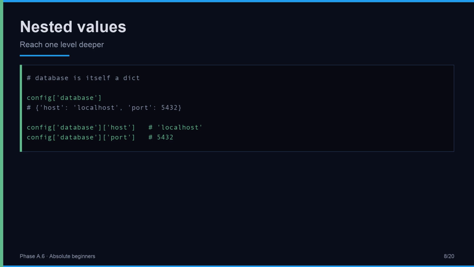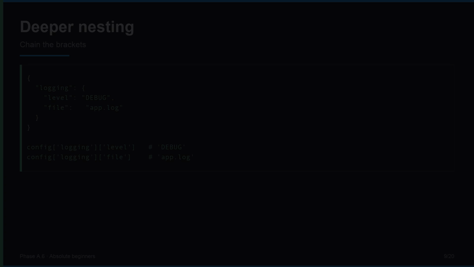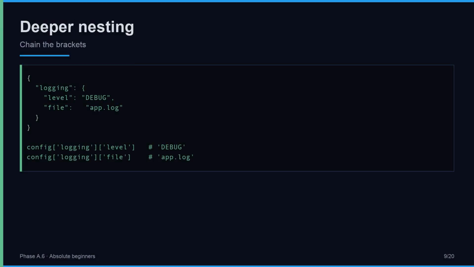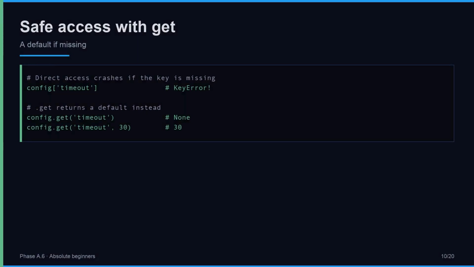This is exactly how you navigate any nested structure, JSON, API responses, big configuration trees. Stack the brackets. The same pattern works at any depth. Here the config has a logging block with a level and a file. To read the level, you chain config['logging'], then ['level']. To read the file, config['logging'], then ['file']. Once you see the pattern, you can navigate any JSON no matter how deeply nested. Each step in the path is one pair of square brackets. One bracket per level.